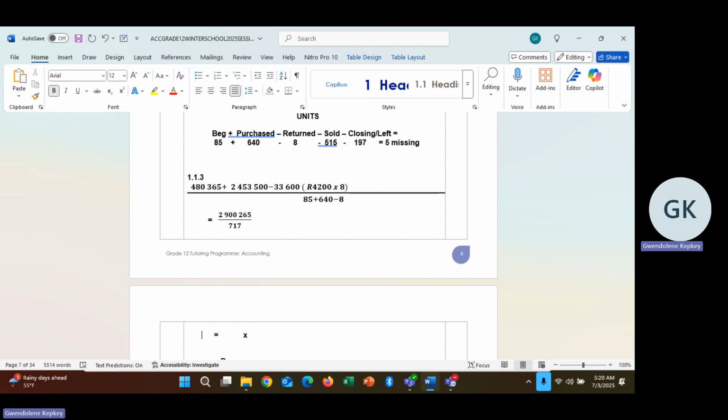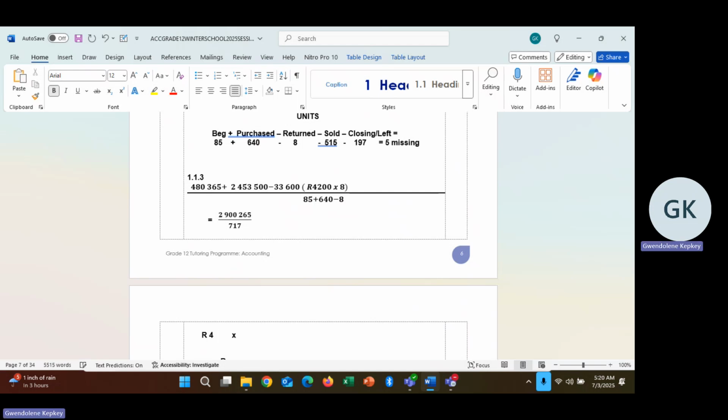Now, I'm giving you a minute to work out this calculation to get what my average price is. Your average price, I will then multiply with the number of items that I have left. Okay, by now you should have it.